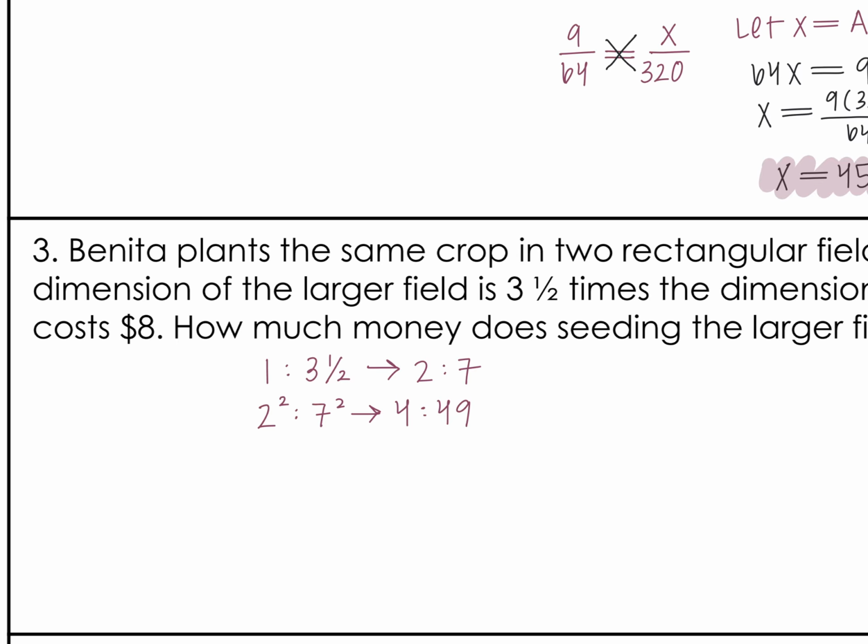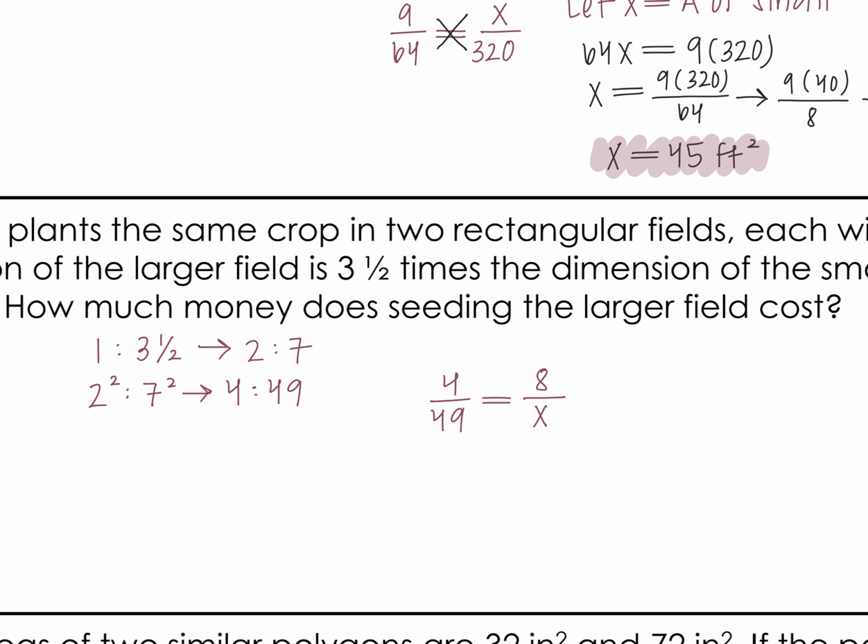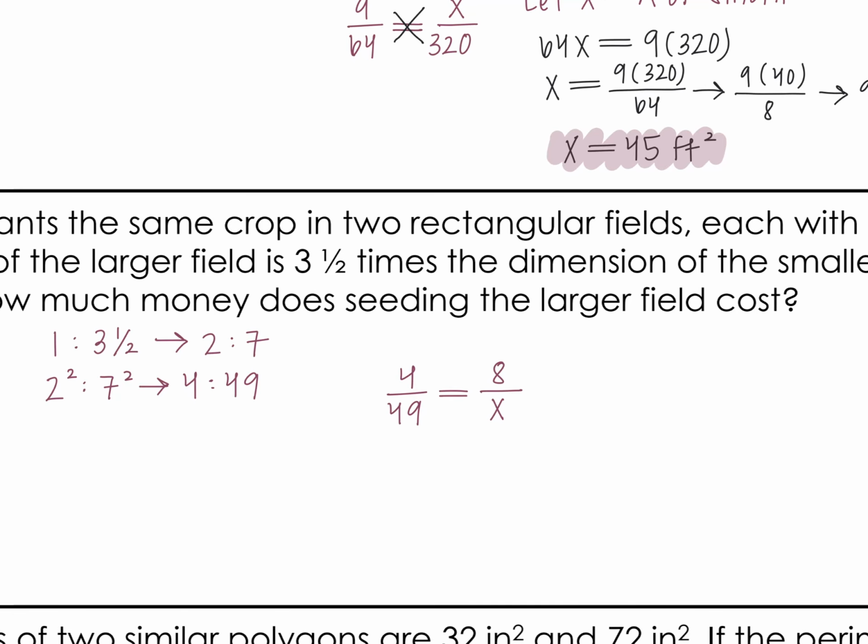So I'm going to come over here. We're going to set up our proportion using that 4/49, and we're going to set it equal to the $8 for the smaller, which goes in the numerator because 4 is smaller than 49, and then I'm going to say over X. Before I move on, I need to make sure that I define my X so that I don't forget. I'm going to let X equal the larger cost.